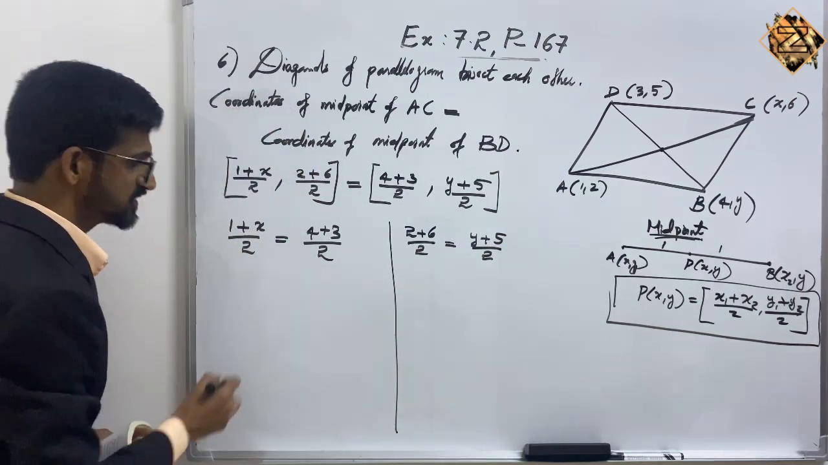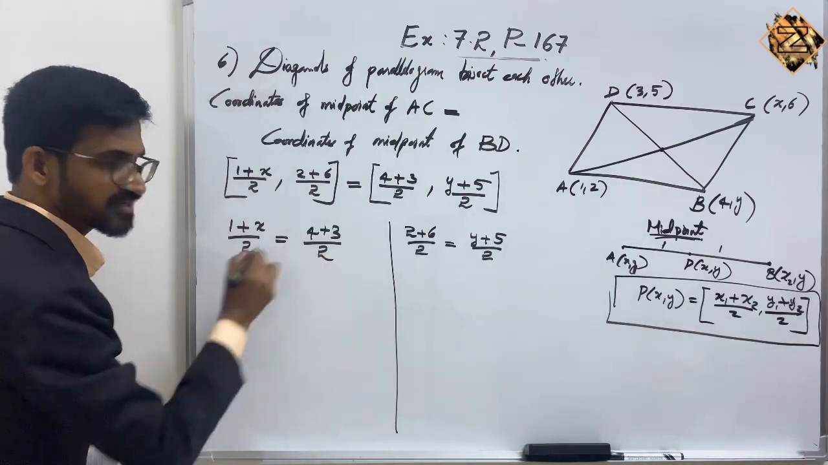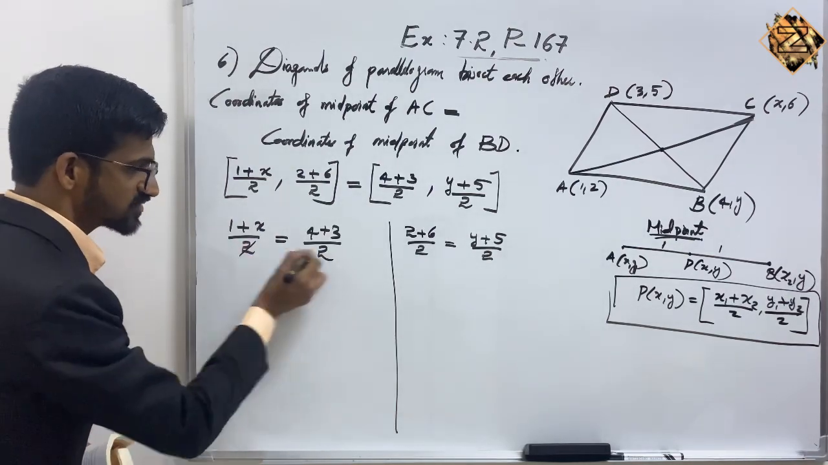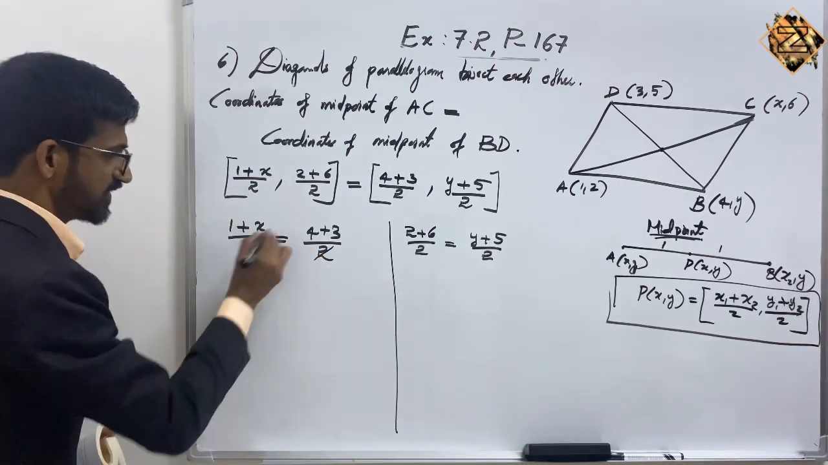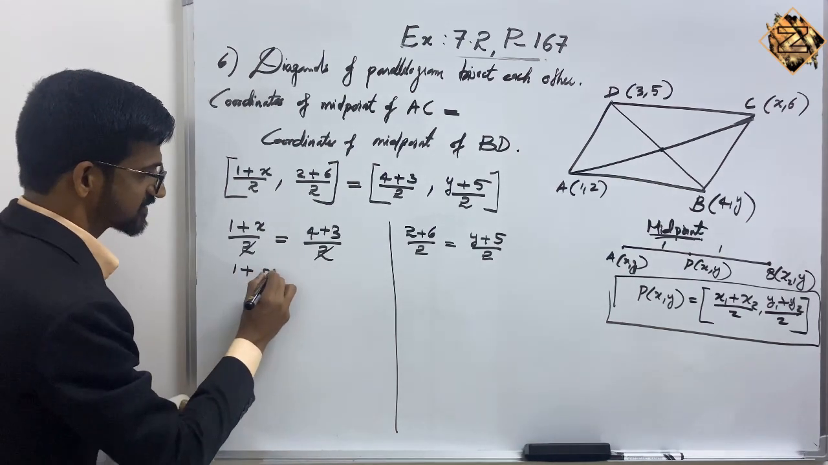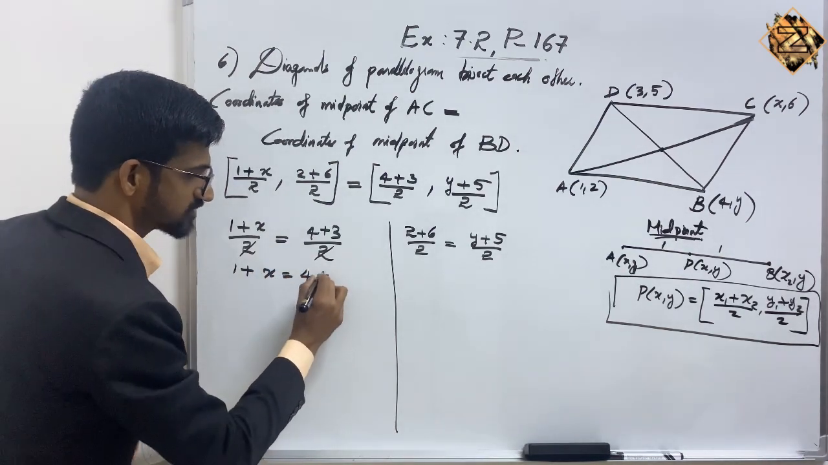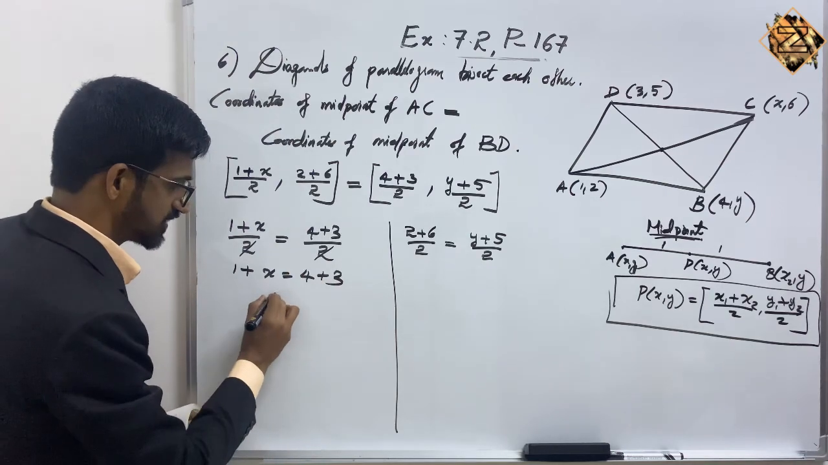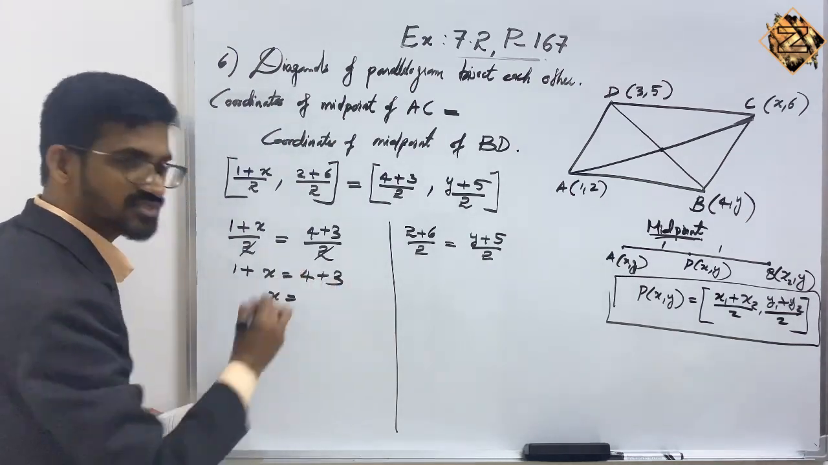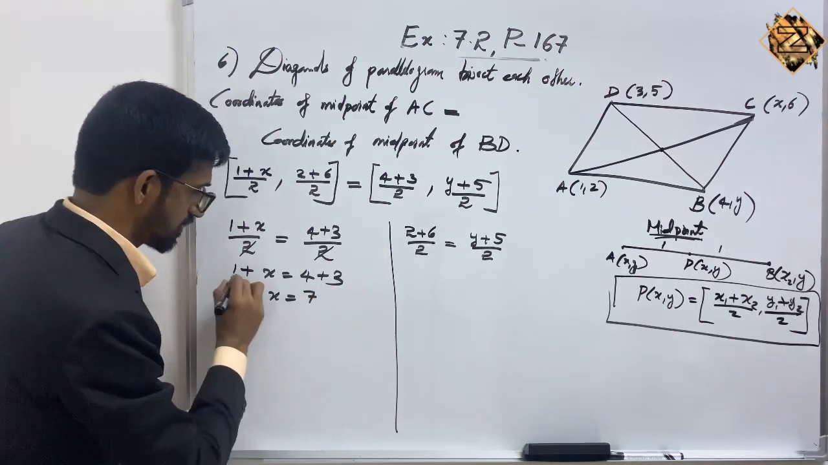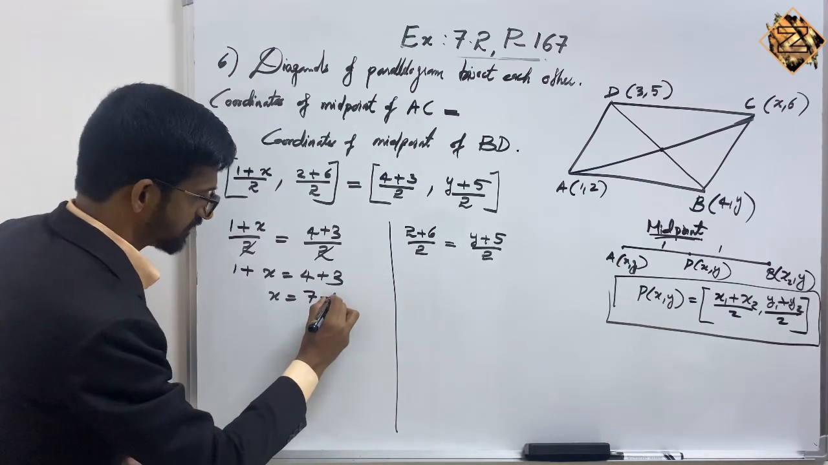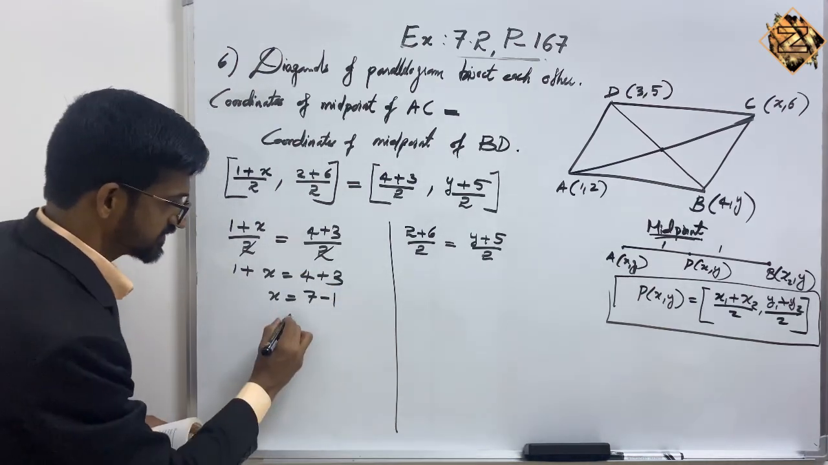Okay, and we will solve it now. Both the denominators are the same, that is 2 here, so we can cancel. Now we have 1 plus x equal to 4 plus 3, that is equal to what? x equal to 4 plus 3, that is 7. This 1 will come here, that is 7 minus 1, that is equal to what?